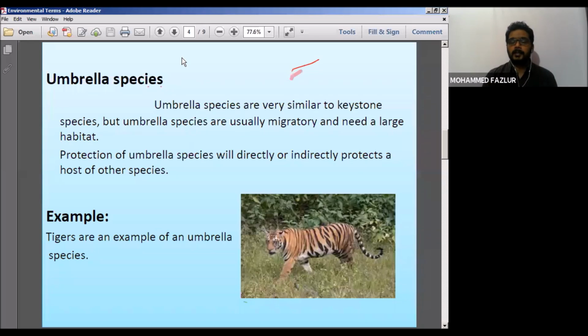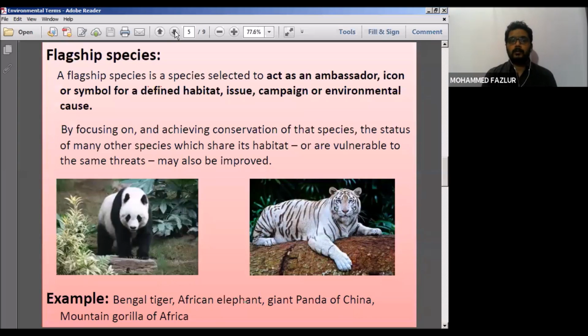Keystone species means an increase or decrease in number will definitely have an impact on the ecosystem. Umbrella species means if I declare one species as a project under the umbrella, then the entire ecosystem is getting protected. So this is the difference between keystone species and umbrella species. Now we'll take another very important term.